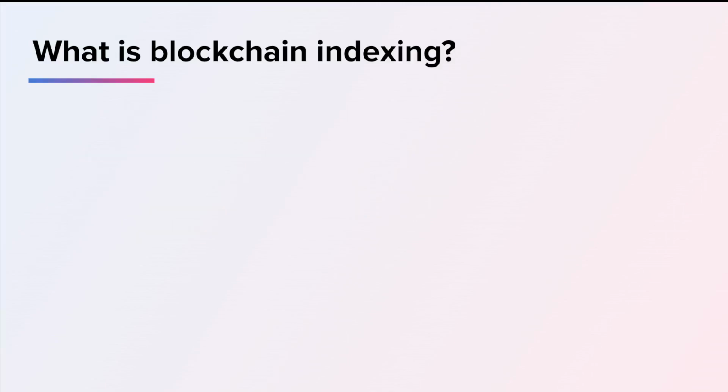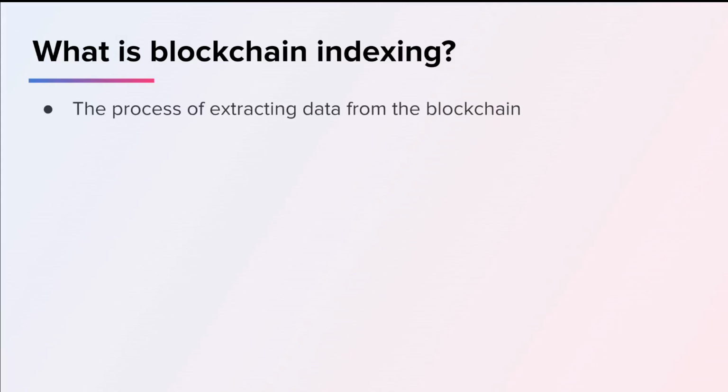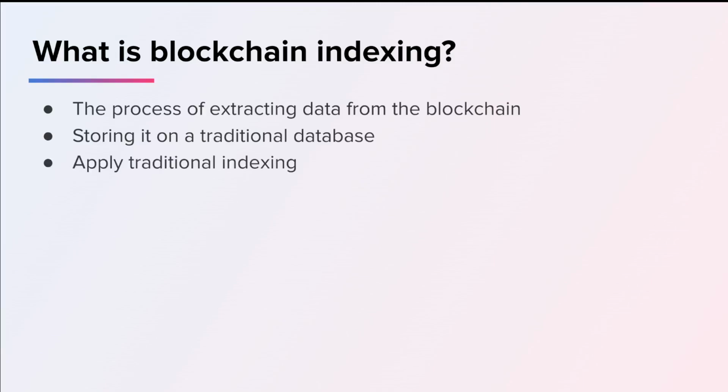Blockchain indexing is essentially the process of extracting all the information on a blockchain and then storing it in a traditional database, a relational database to be exact, such as Postgres or MySQL. Once this is done, all the traditional indexing techniques are applied, and this information can then be searched very, very quickly.